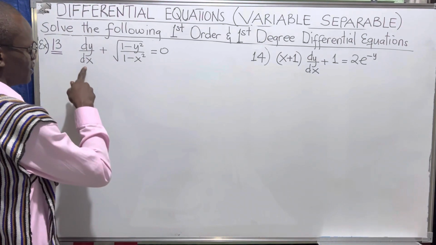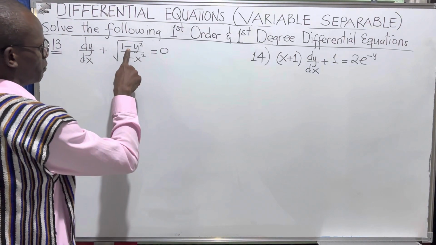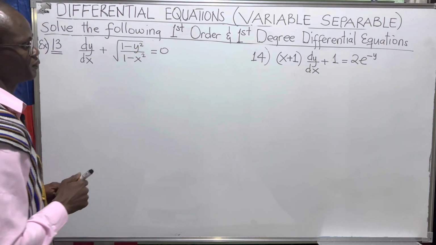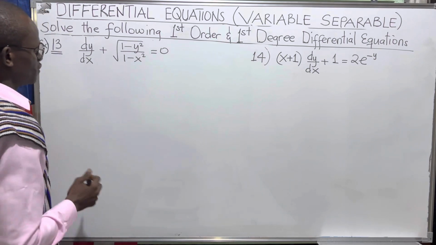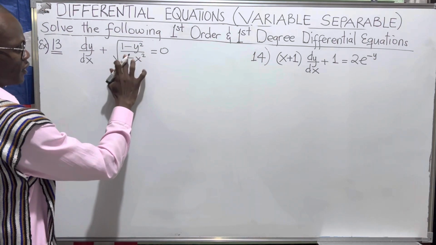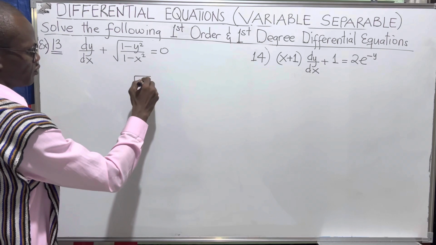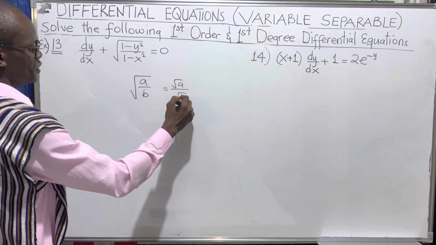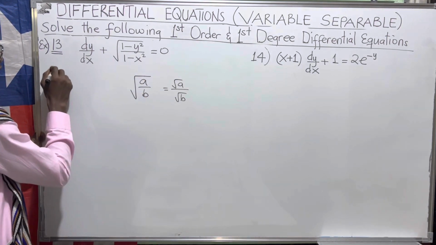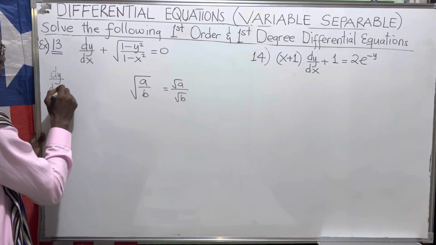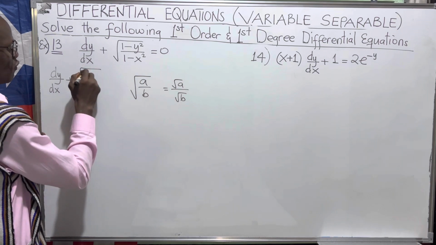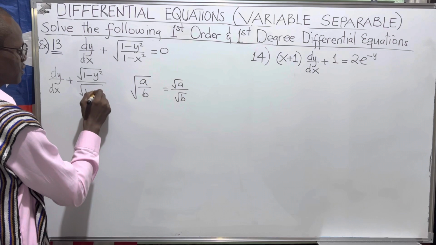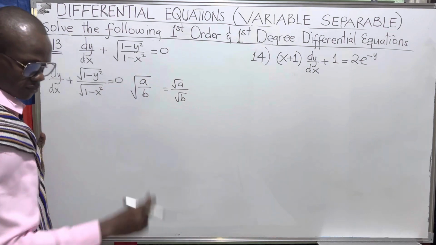So we have dy by dx plus the square root of 1 minus y squared divided by 1 minus x squared equals 0. The first thing we need to do is separate this. We know that the square root of a over b is equal to the square root of a all over the square root of b. So now we have dy by dx plus the root of 1 minus y squared all over the root of 1 minus x squared equals 0.